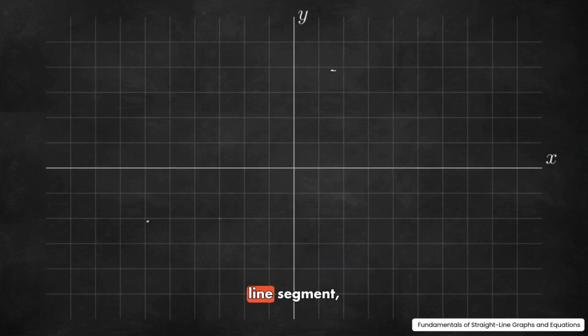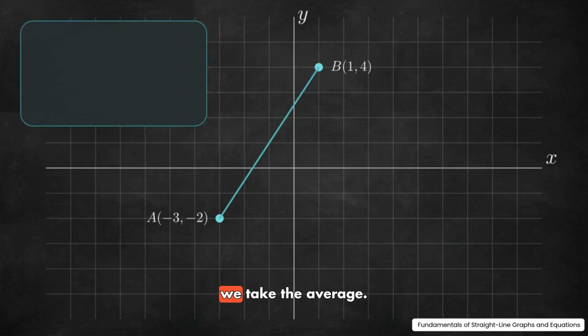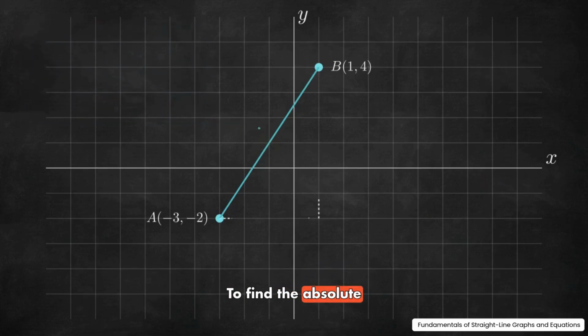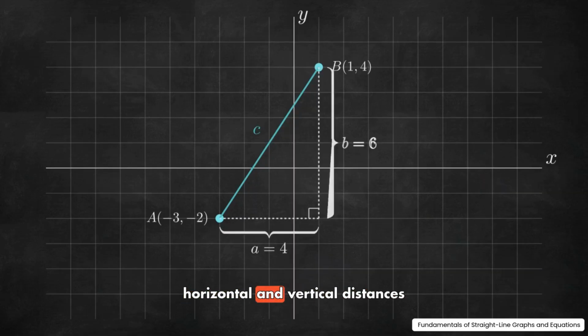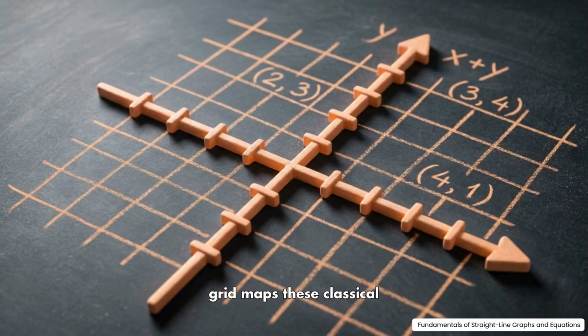Now look at this finite line segment, labeled AB. To pinpoint the exact midpoint, we take the average. Add the x-coordinates of both endpoints and divide by 2. Then do the exact same thing for the y-coordinates. To find the absolute length of this segment, we treat it as the hypotenuse of a right-angled triangle. By calculating the horizontal and vertical distances between the endpoints, we can apply Pythagoras' theorem to determine the exact length. The Cartesian grid maps these classical geometry problems directly into straightforward coordinate algebra.